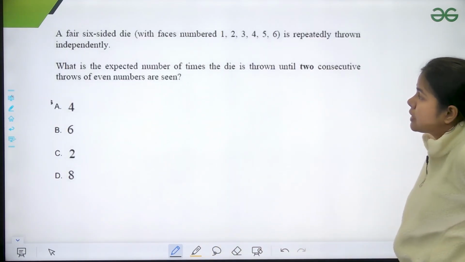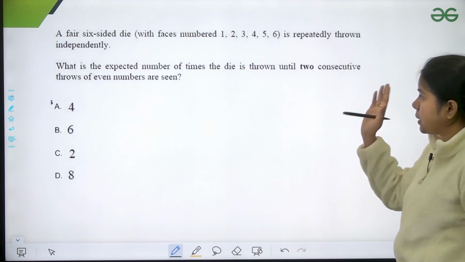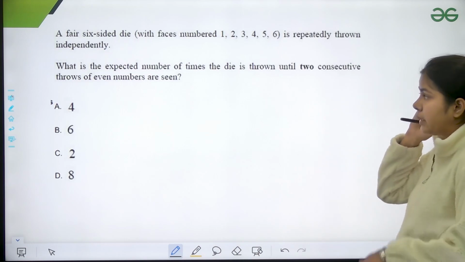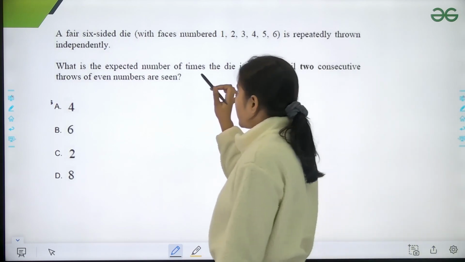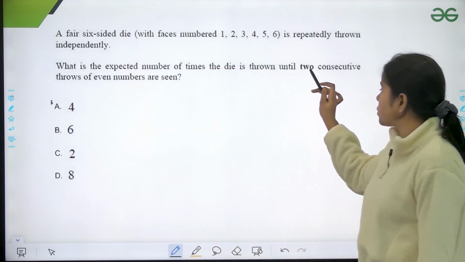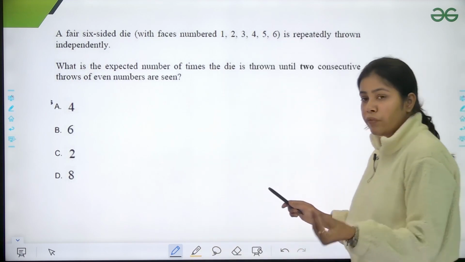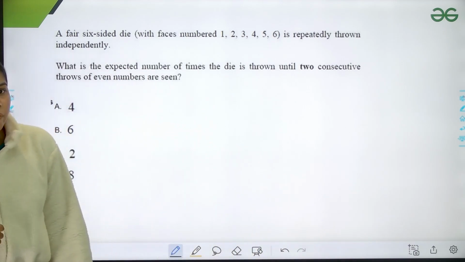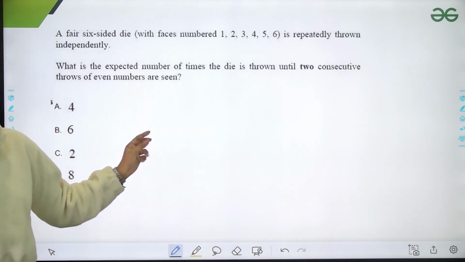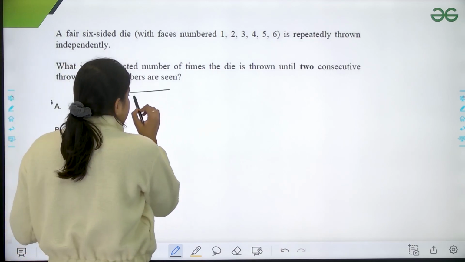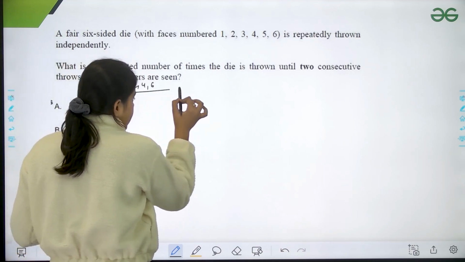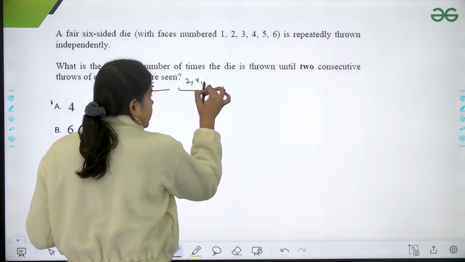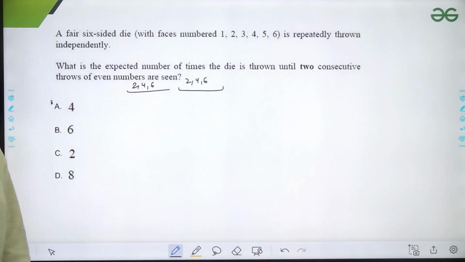Now this is another question. It says that a fair six-sided die with faces numbered 1, 2, 3, 4, 5, 6 is repeatedly thrown independently. What is the expected number of times the die is thrown until two consecutive throws of even numbers are seen? So that means we have to find two consecutive even numbers. So how do I get two consecutive even numbers? In the first throw I'll get 2, 4, 6, and in the second throw I'll get 2, 4, 6, right? Then I'll get two consecutive even numbers.